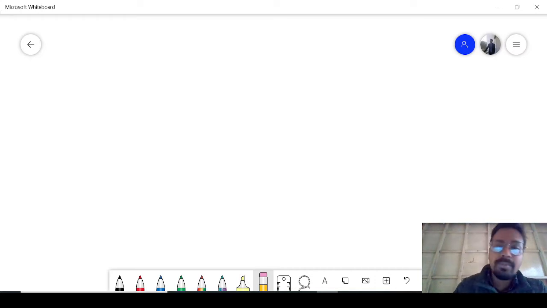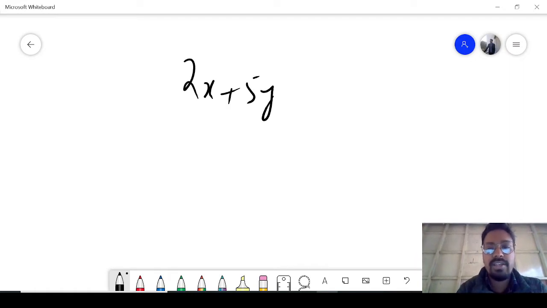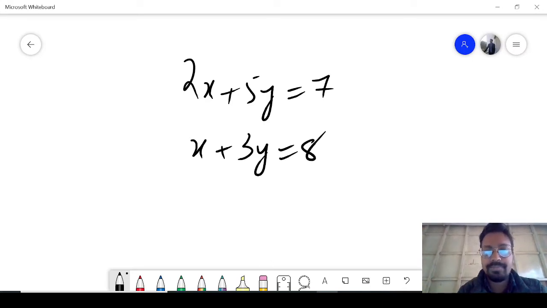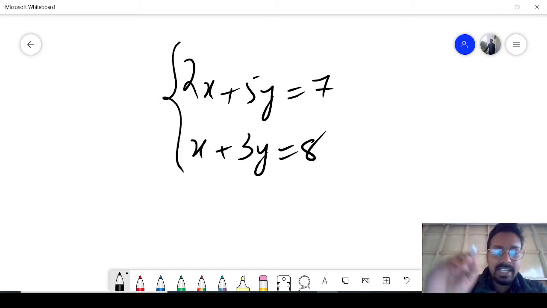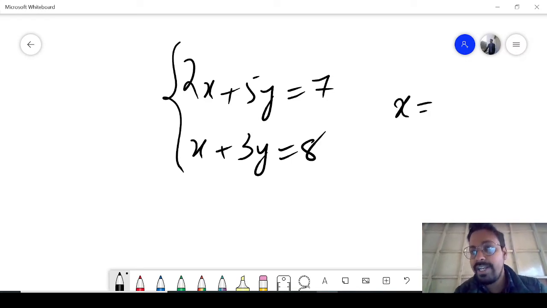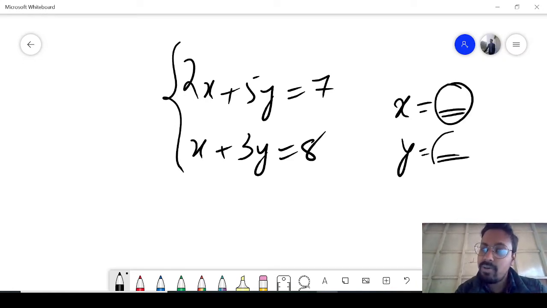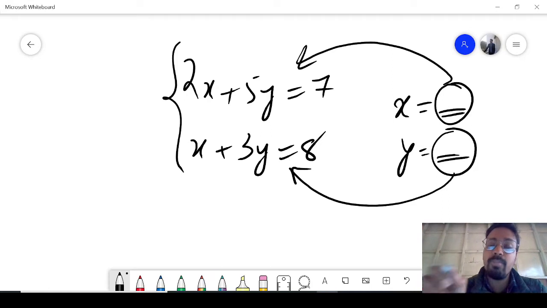Simultaneous equations mean, suppose I write an equation 2x plus 5y equal to 7, and I write another equation x plus 3y equal to 8. If I say these are simultaneous equations, that means by solving both the equations we will find a particular value of x and a particular value of y, and this same value of x and y will be able to solve both the equations. That is what simultaneous equations mean: for the same value of x and the same value of y, both the equations can be satisfied.